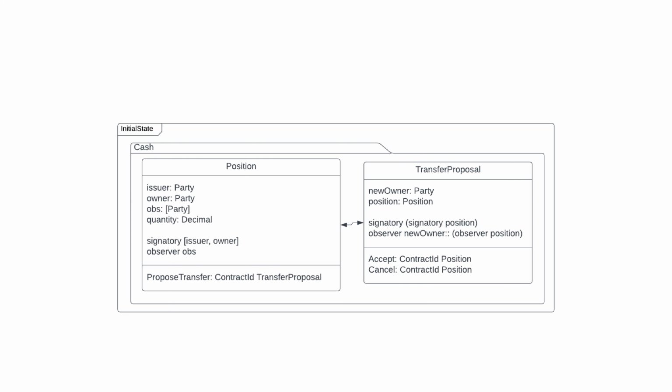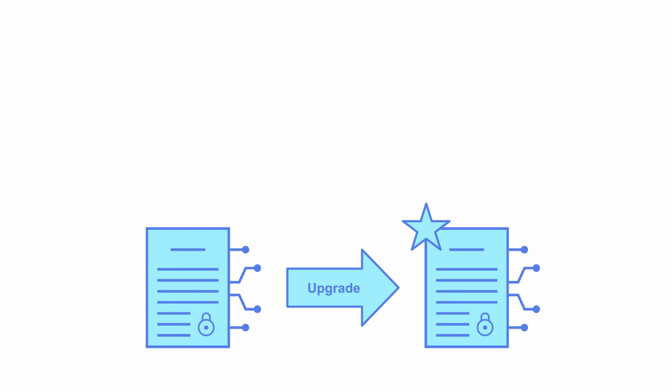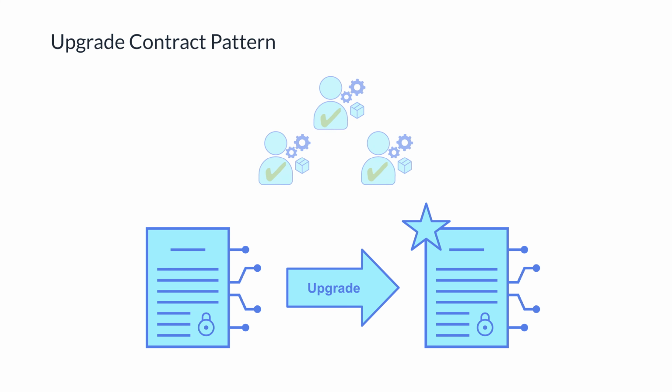Now, assume that the bank wants to add a field called currency to the position template. You know that you cannot just go ahead and change the position template code without obtaining approval from all the parties involved in the contract. To make sure that you take appropriate approvals in a systematic manner from the parties involved in a template, you can express the upgrade itself as a contract to which all parties must agree. This provides a mechanism to let the parties know that this is an upgrade and gives them an opportunity to accept or reject it. This approach is called the upgrade contract pattern.